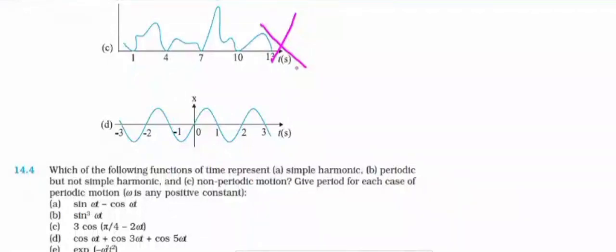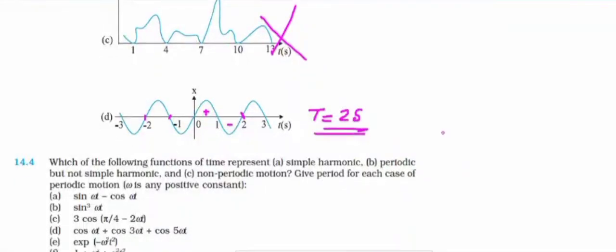Part D is periodic motion, and you can see there. So here the positive part and here the negative part. So one complete oscillation. The same way here, 1, 2, one complete oscillation. So the time taken for one complete oscillation is T is equal to 2 seconds. Therefore, that is the time period.